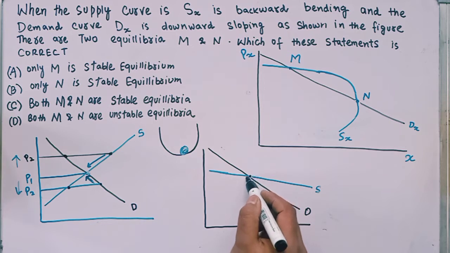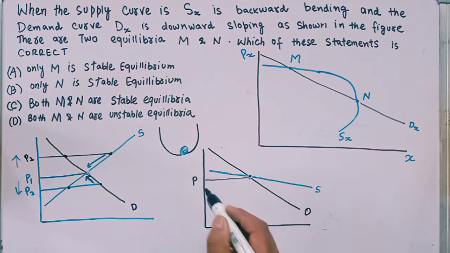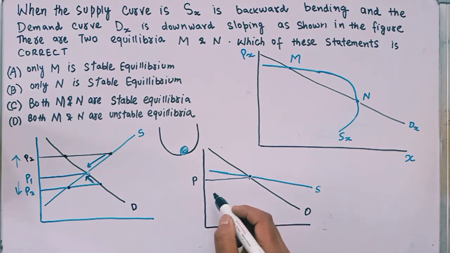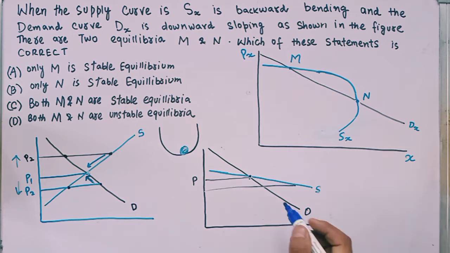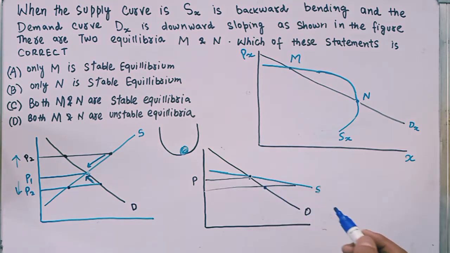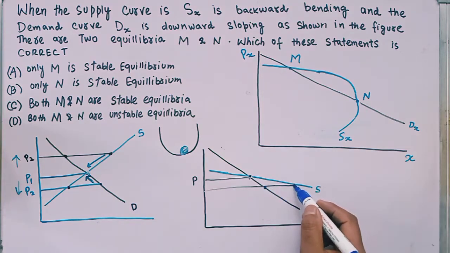Let us say we have price P here. Let us say for any reason price goes down. So price goes down. Here we can see demand is less, supply is more.